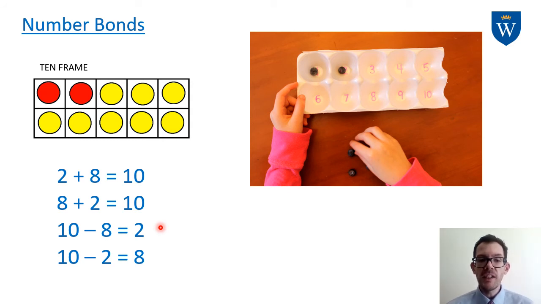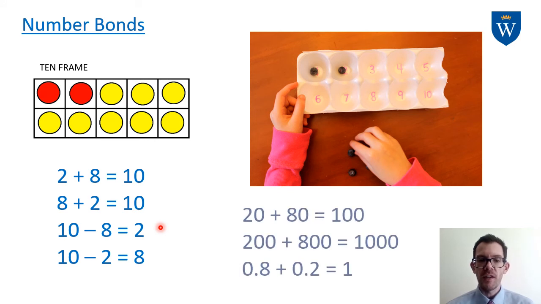Now, as we move into later years, we take it one step further. So if children know that 2 plus 8 equals 10, in year 2, we start to get them realizing that, well, 20 plus 80 equals 100. And then moving on into year 3, well, if I know this, then I also know 200 plus 800 equals 1000. And then onto years 4, 5, and 6, we start looking at decimals.